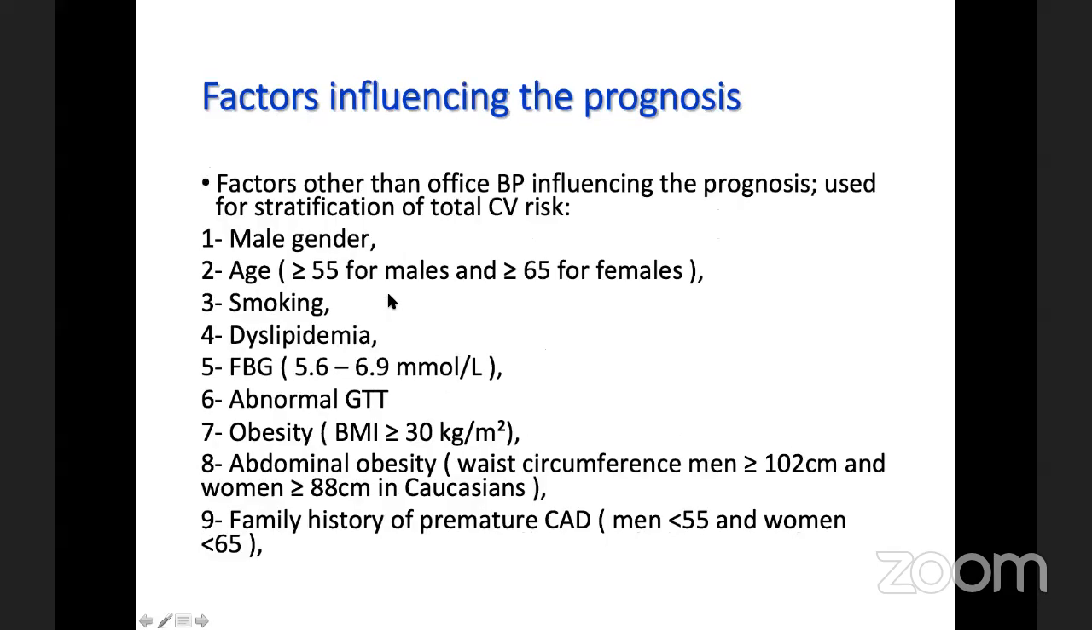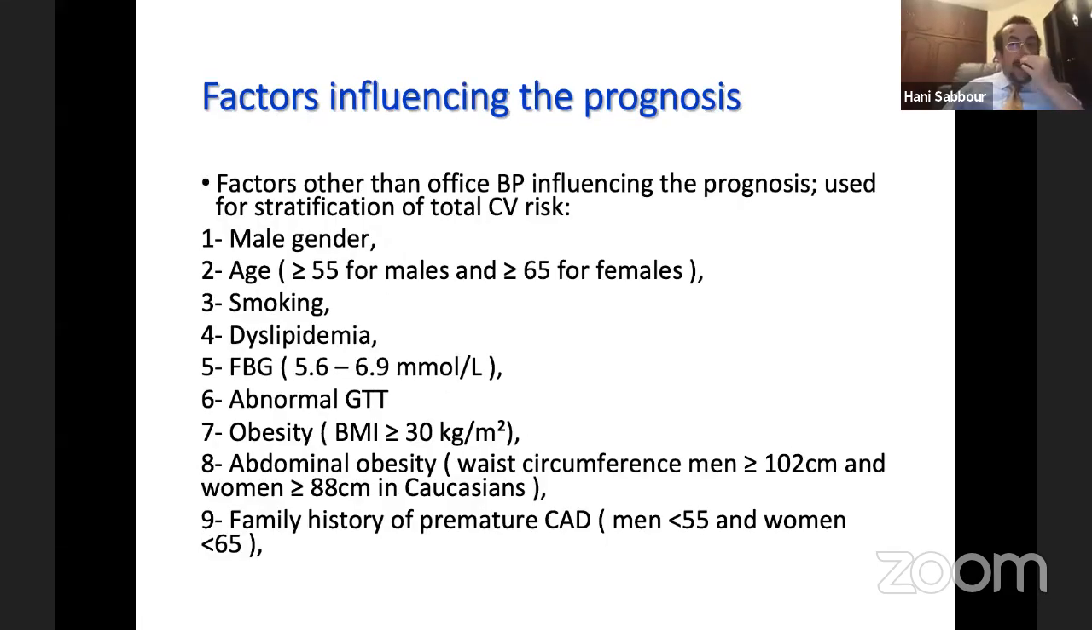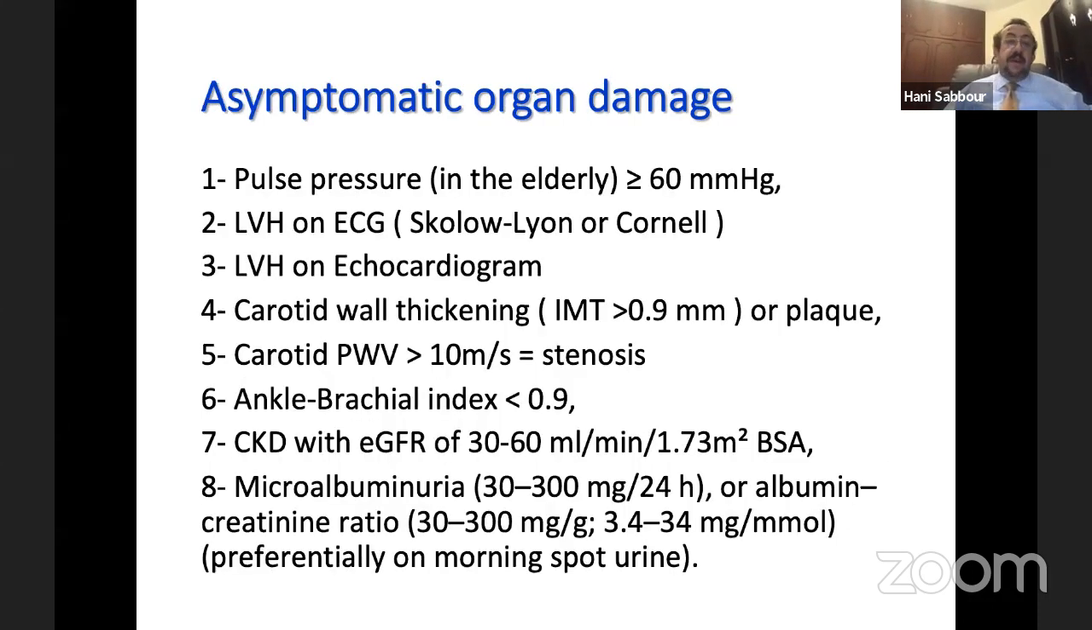So when you look at the factors that clinically you see the patient who has stage 1 hypertension, consider if they are male, if they are slightly older than 55, smokers, dyslipidemics, fasting blood glucose elevation or abnormal glucose tolerance, obesity, either defined by BMI or waist circumference, or family history. This changes their risk entirely, and you may need to start treatment even if they're stage 1 hypertension. This is a critical point, that these clinical risk factors have to be integrated in your early treatment decision.